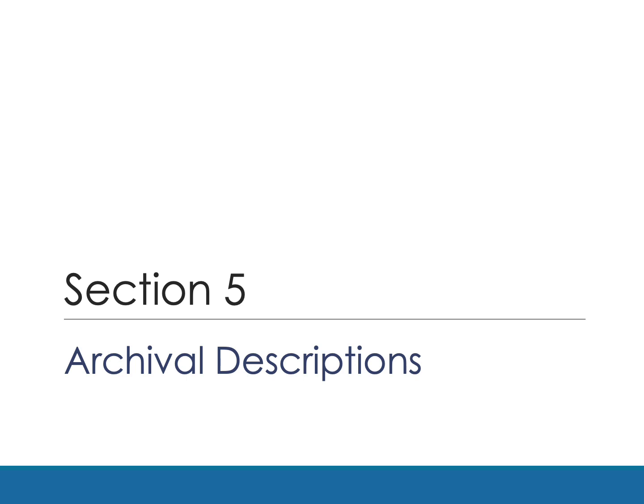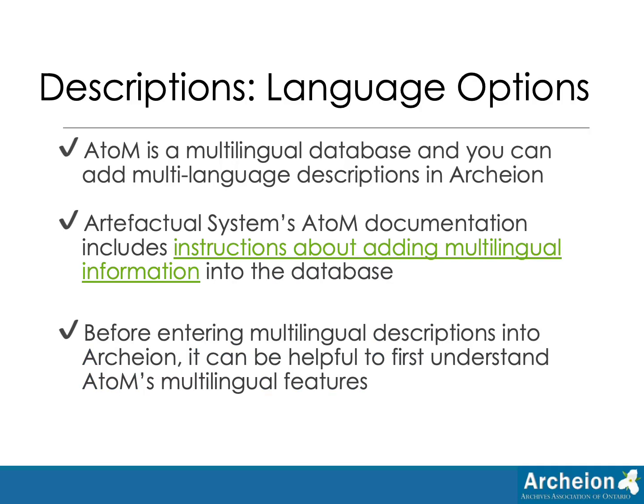In the slide notes, I've linked to the corresponding instructional video that covers section 1 and 5, which is the basics of editing in Archeion and how to add a description. As you may know, the database that Archeion runs on, Access to Memory or ATOM, is a multilingual database. This means that ATOM's data model accounts for the ability to add data in different languages. This means that when you use Archeion, if you have archival descriptions that are multilingual, for example, you have archival descriptions that are in French as well as English, you can enter both languages into Archeion.